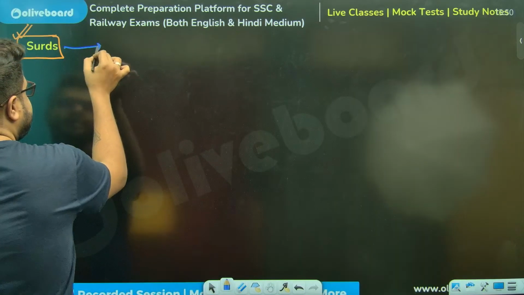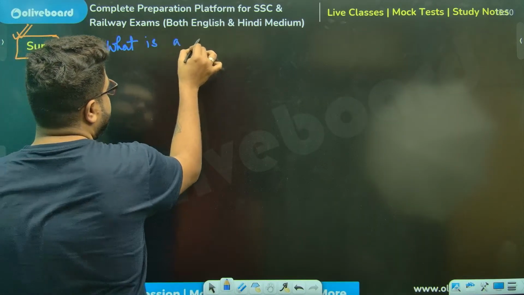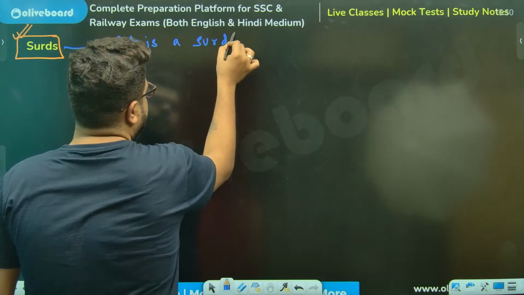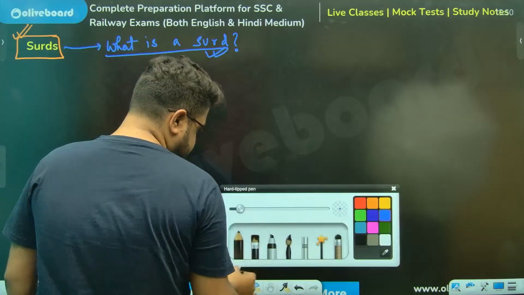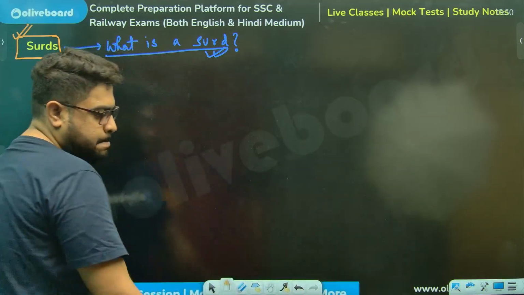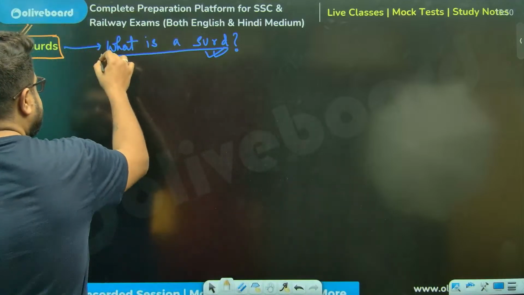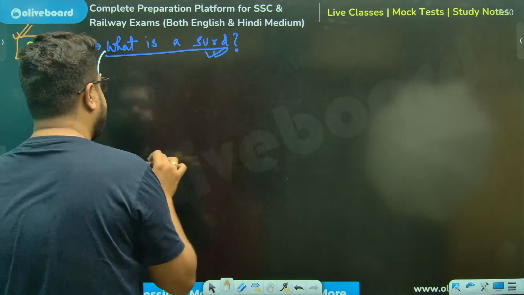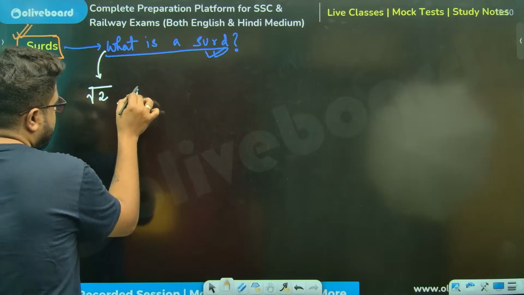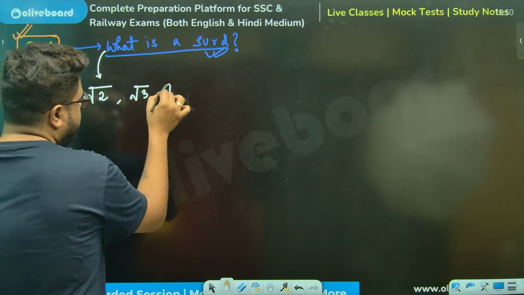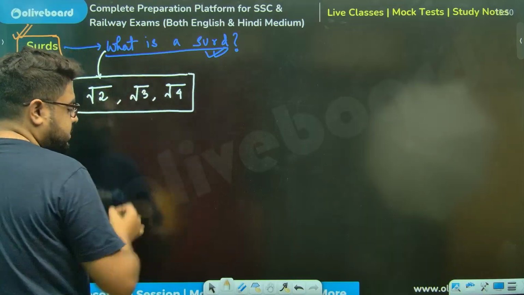Now, tell me, anyone, what is a surd? That's the question. Everybody, understand. Let's take an example. The book definition I'll give you. Root 2, root 3, root 4. I've written three square root numbers.